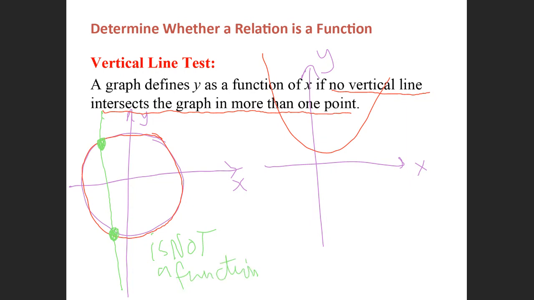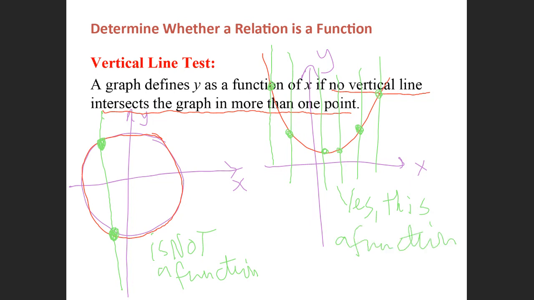Okay, what about this parabola? Try to sketch a vertical line. This one, it intersects in 1 point. Take another vertical line, 1 point, 1 point, 1 point, 1 point, 1 point. You see, any vertical line will intersect the parabola in at most 1 point. So yes, this is a function. This graph represents what? A function.